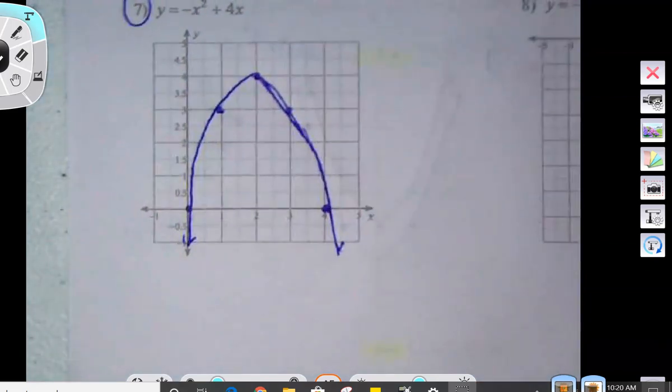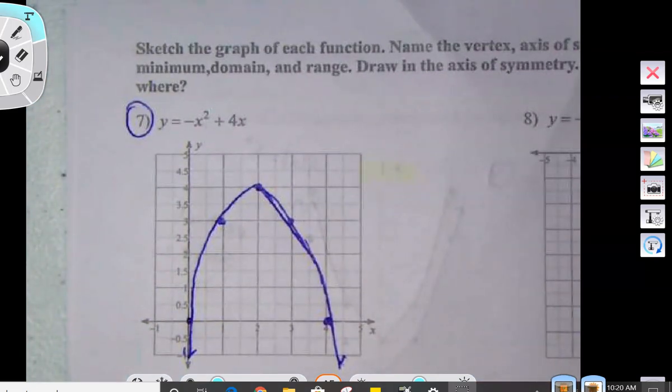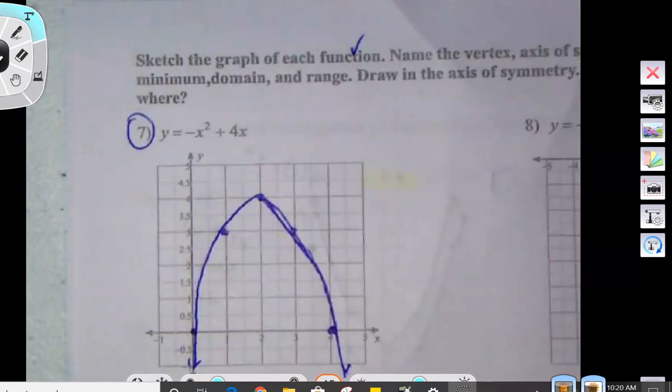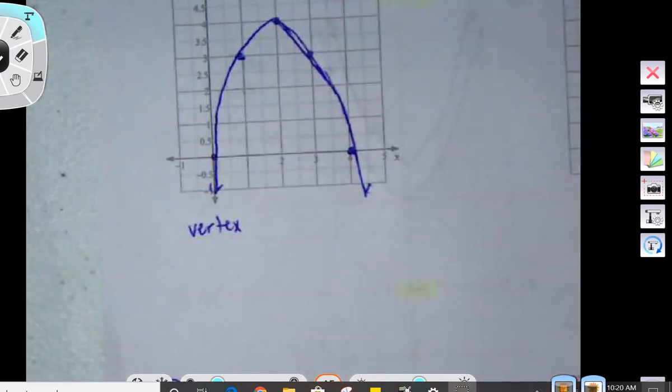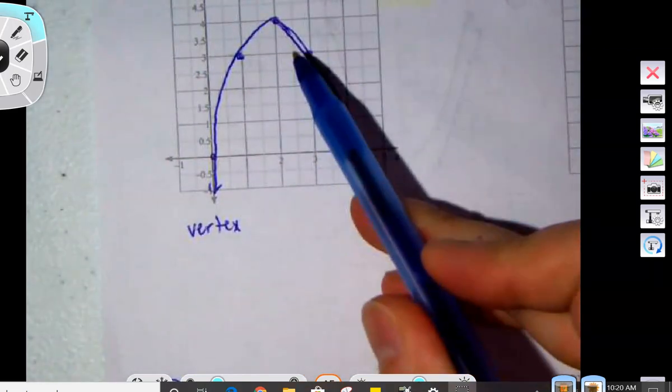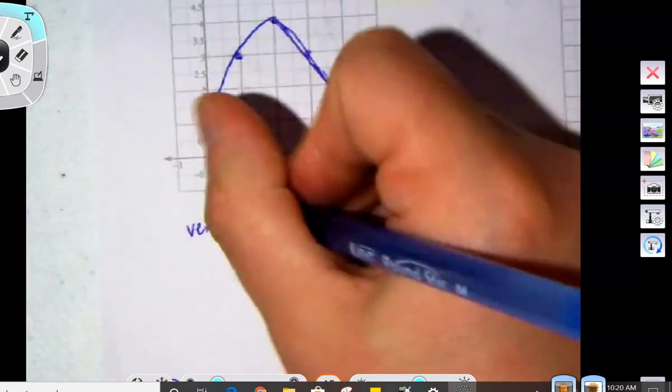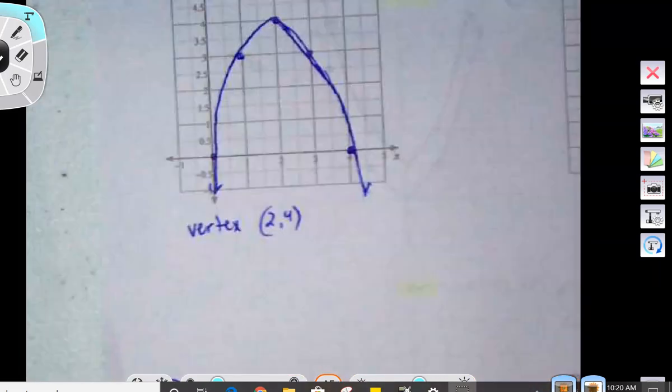Okay, so now we need to make sure we answer all the other questions. So we sketched the graph. We need to name the vertex, so probably a good idea to label these things, just like you did on your quiz that you took last week. So our vertex is 2, 4, and we can use Desmos to find it, or we can look on our graph. That's our vertex.